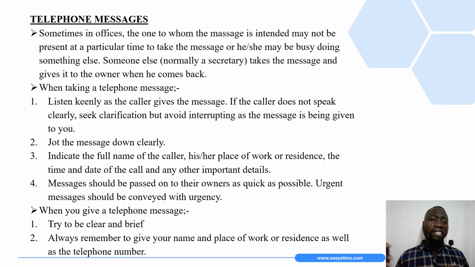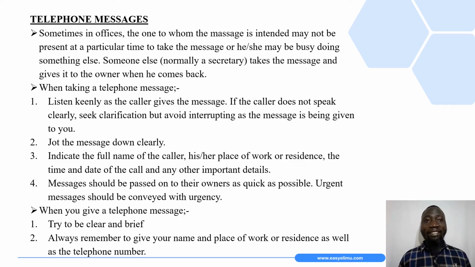Some of the steps to ensure that you take a good telephone message include the following. First, before you start writing the message, ensure that you listen keenly as the caller gives you the message. If the caller does not speak clearly, you can always seek clarification, but avoid interrupting as the message is being given to you. It is not right to interrupt the caller when they are trying to give you the message.